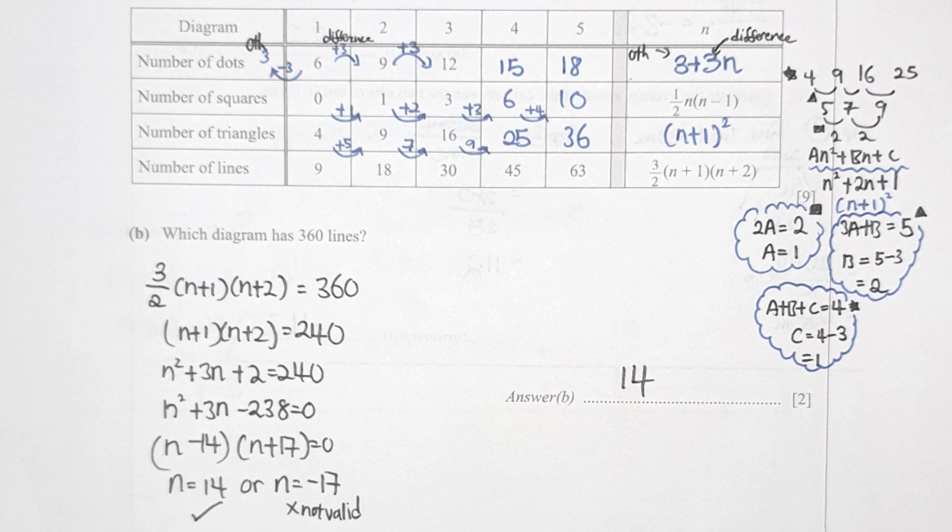So on which diagram has 360 lines? So we'll be using 3 over 2 n plus 1 times n plus 2 equals 360. You run the calculation, you actually get n equals 14 or n equals negative 17. So a thing to take note of here is your answer cannot be negative as there's no negative sequence. So your final result will be 14.